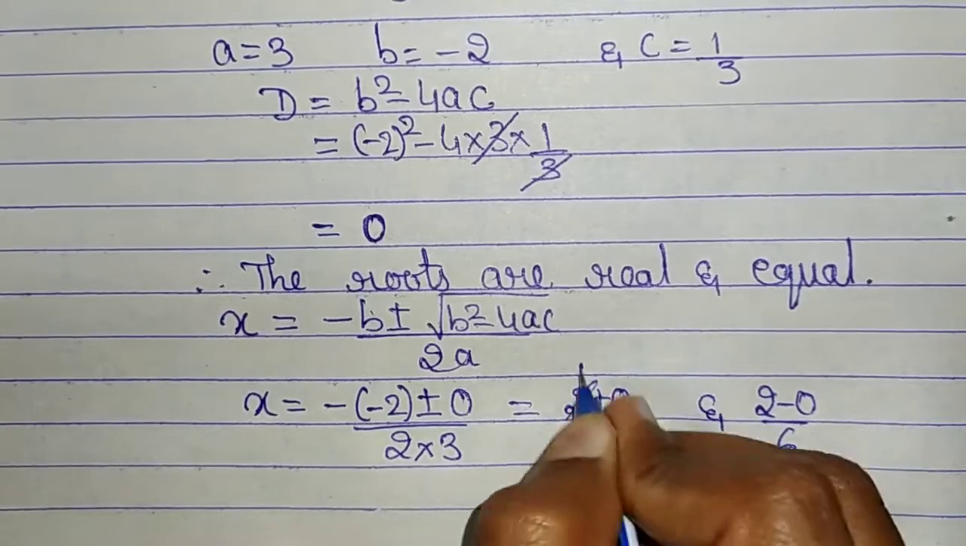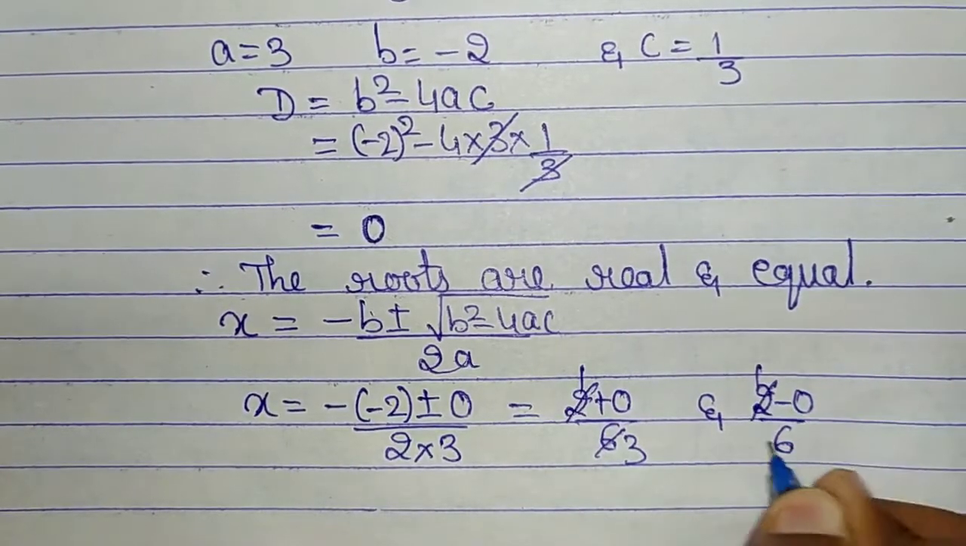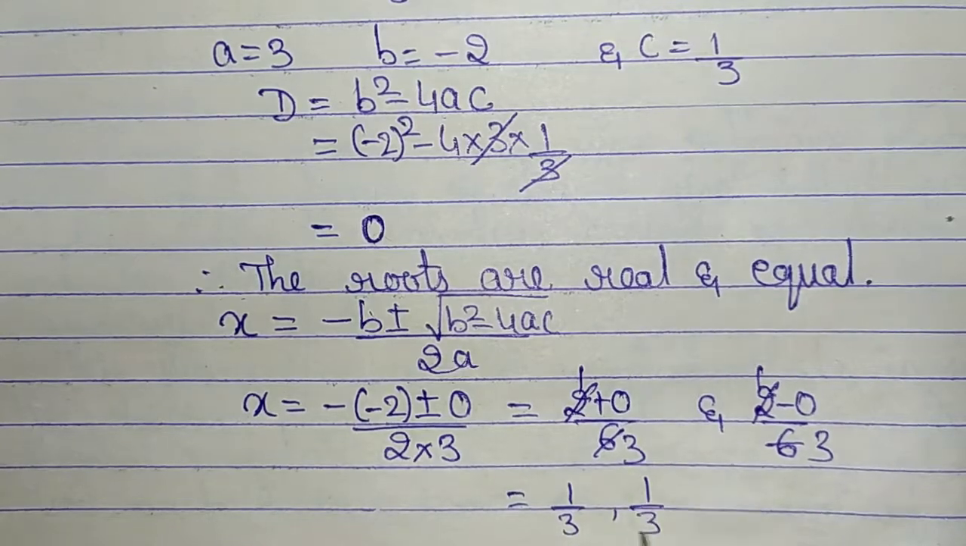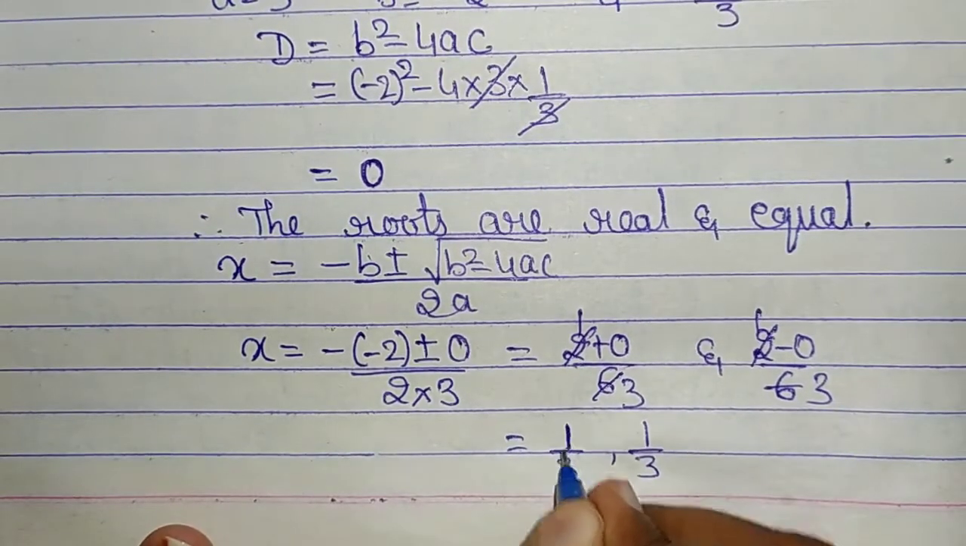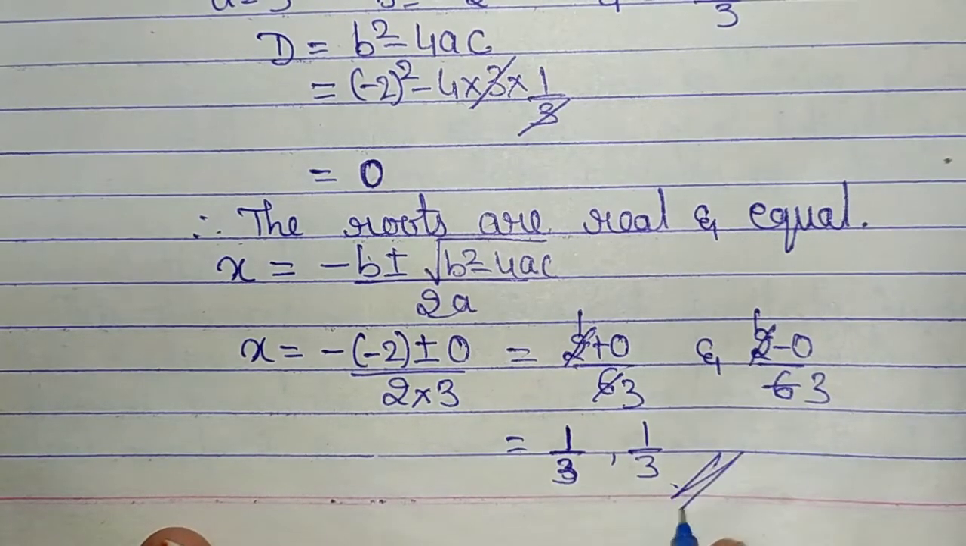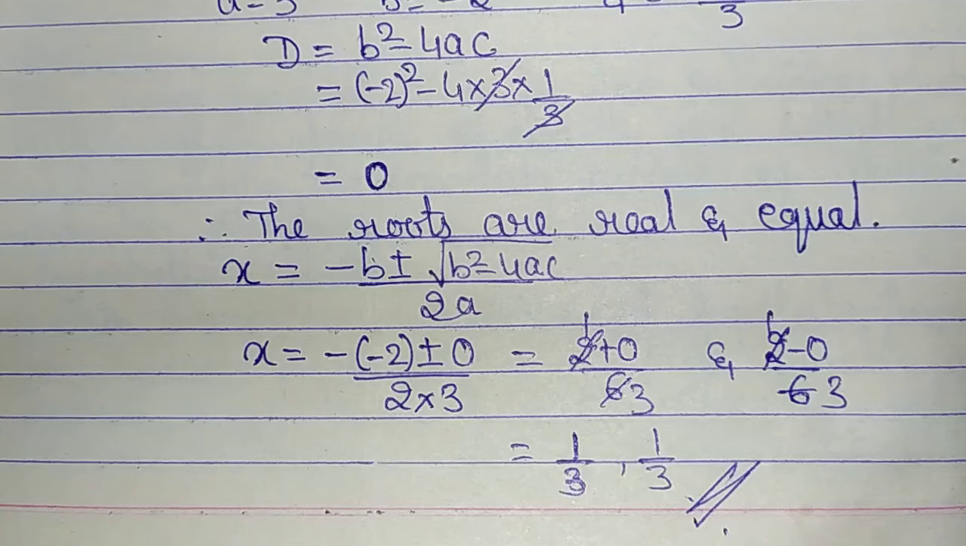So 2 ones are 2, 2 threes are 6, which is equal to 1 by 3 and 1 by 3. As you can see, the roots of the equation are one and the same, 1 by 3 and 1 by 3. These are the roots, equal and real roots.